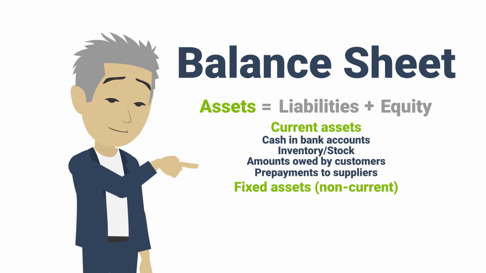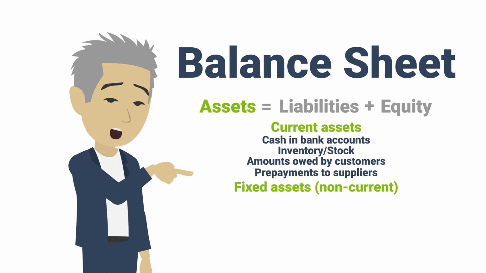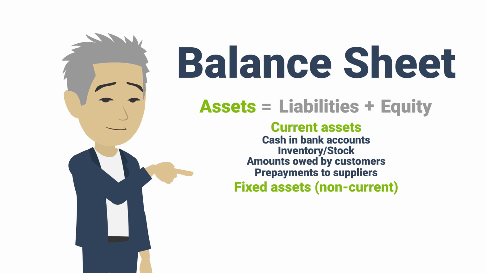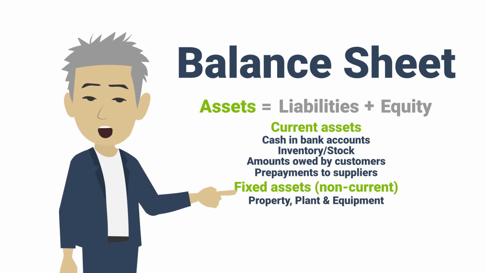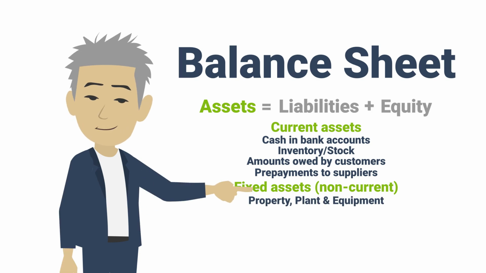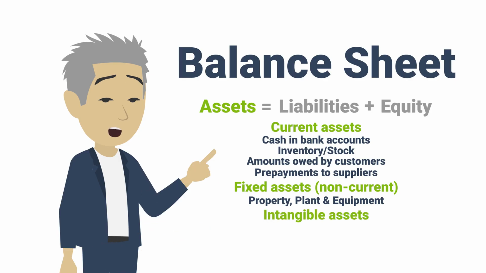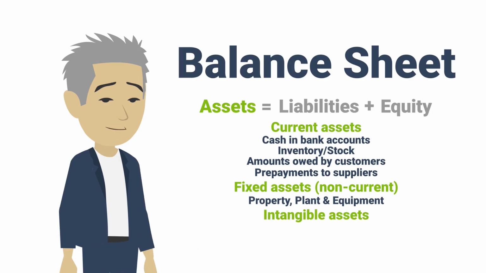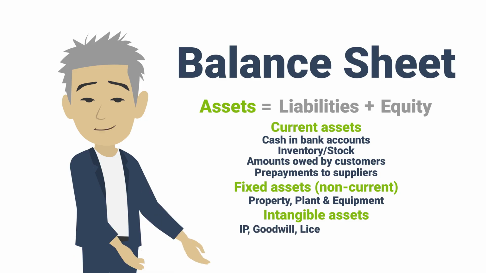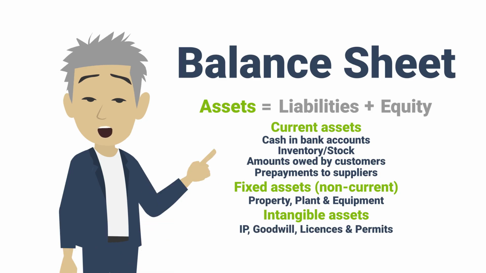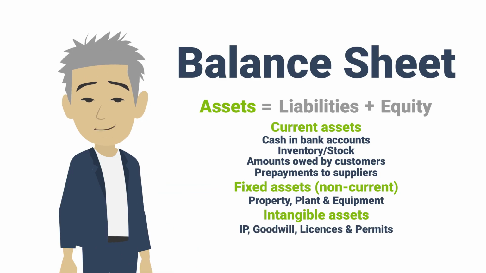Next, we have the fixed assets, sometimes known as non-current assets. This would include physical things like computer equipment and machinery, as well as any land or buildings the business owns. Thirdly, are the intangible assets, meaning things you can't actually touch, but that still have a value, such as intellectual property, goodwill in a brand, or licenses the business holds.